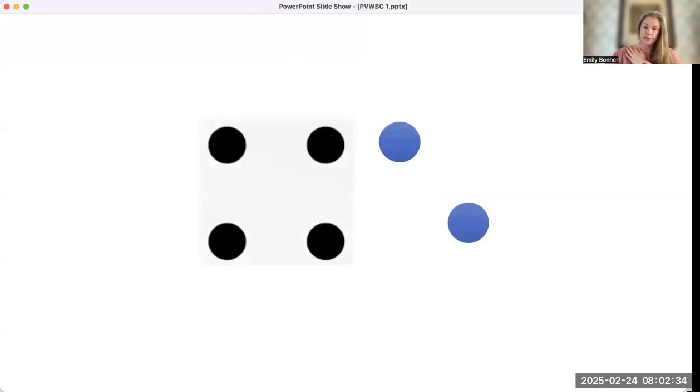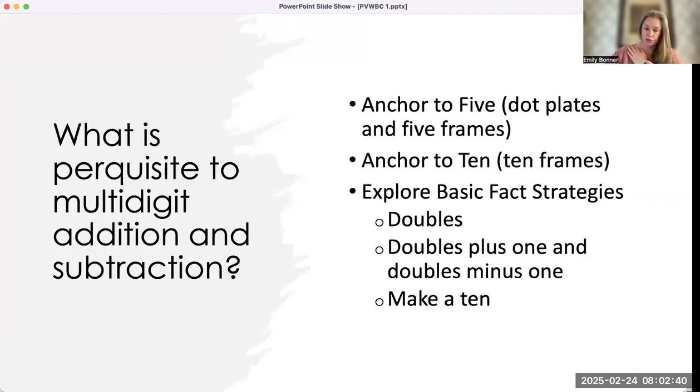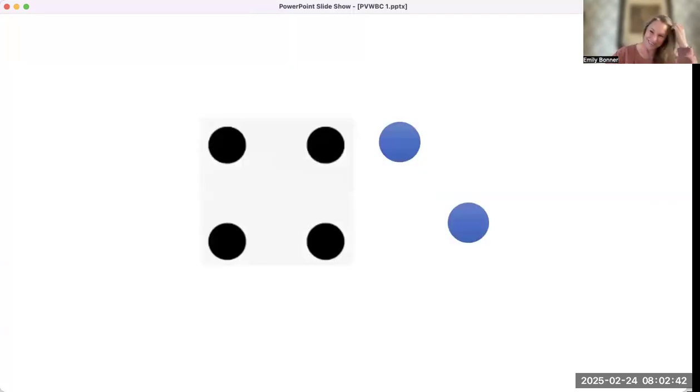So again, we have 6, but this time you see it as 4 and 2. Okay, let's look at one more. Oh, just kidding. I took it out. Okay, so the point of these slides was to show that not only is that idea of subitizing important, but the way we see the number is important as well.